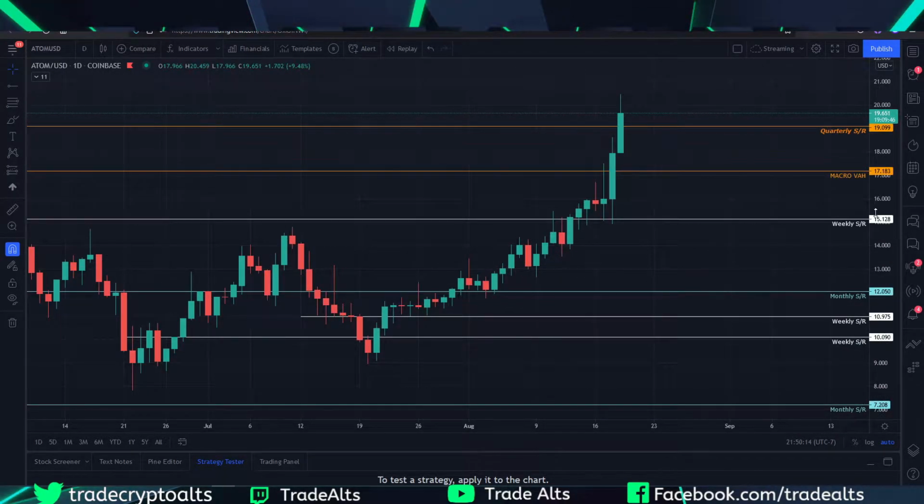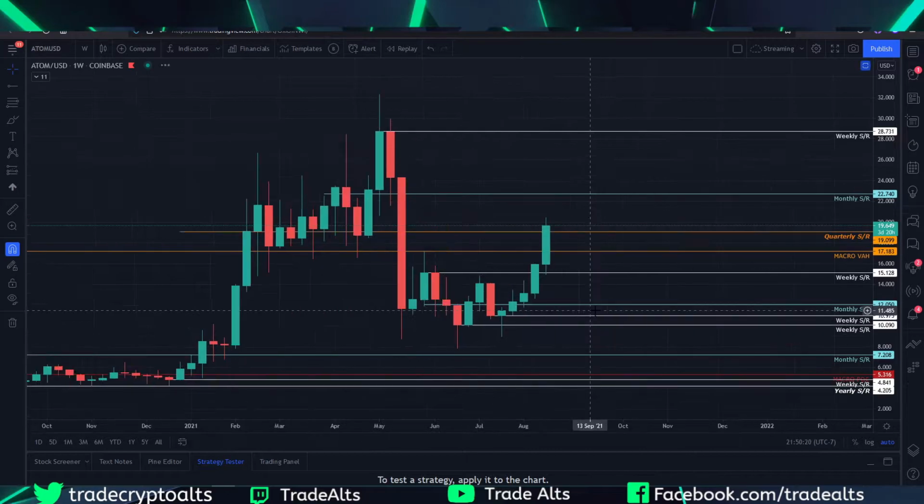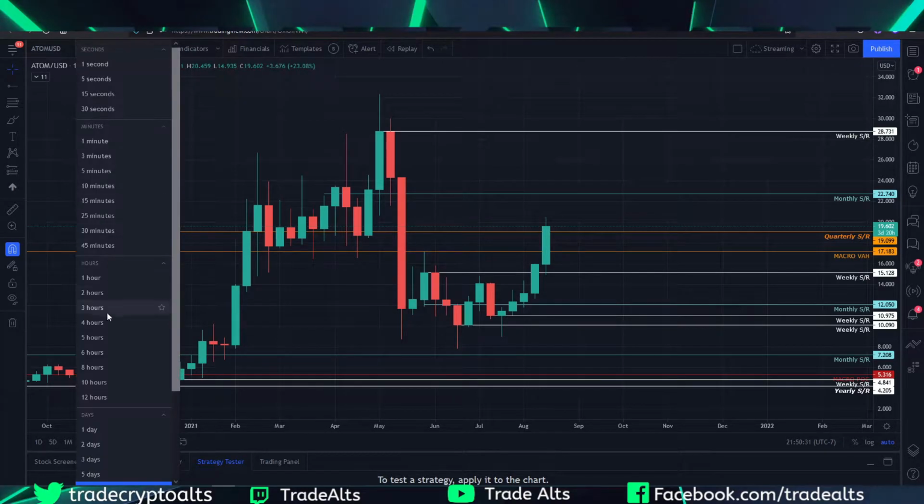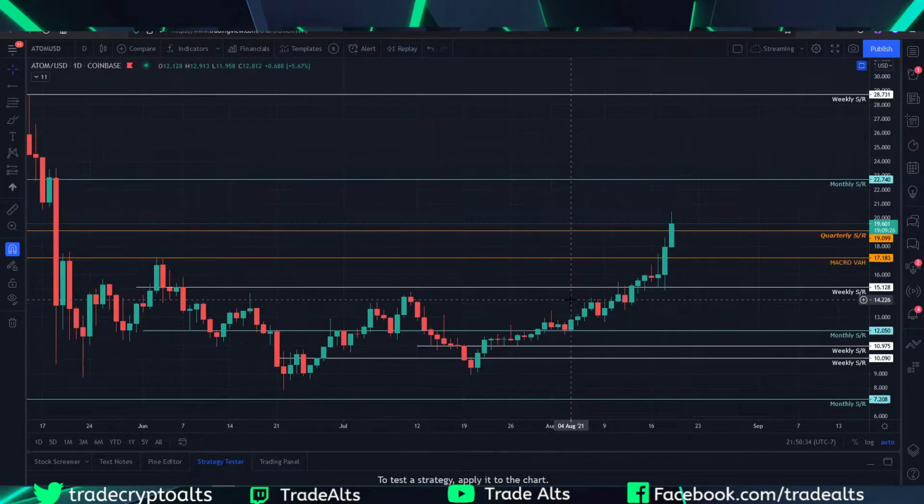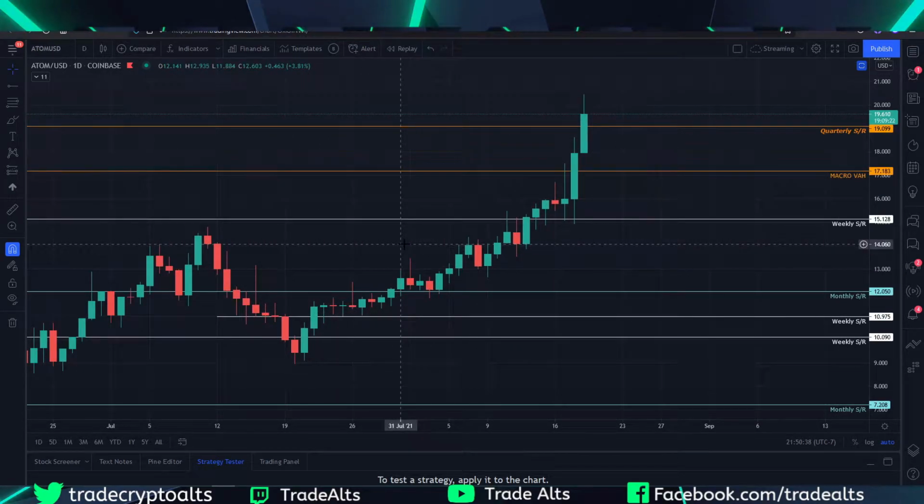So this weekly level at 15 bucks, is this the one? Yes, so this is the one that we chose to keep. We didn't bother keeping this one, but this one we chose to keep because of the reasons that I explained earlier. When you go down to a daily time frame, right? So this is your weekly level. Look what happens when price comes up to meet it.